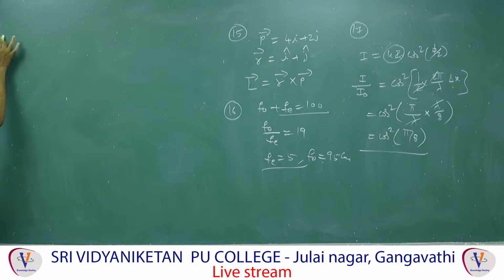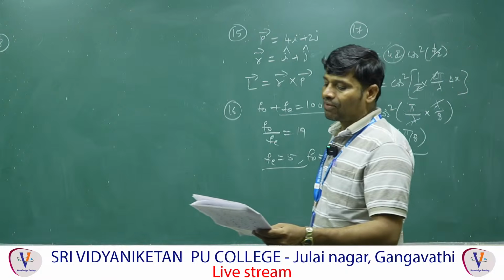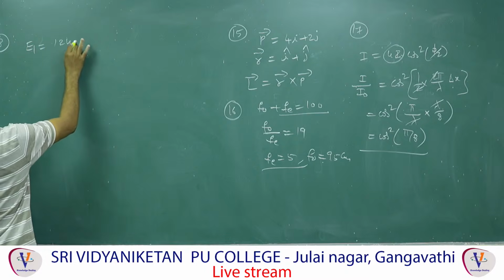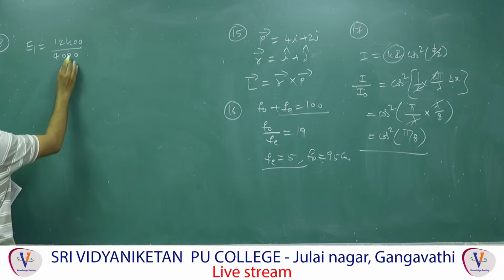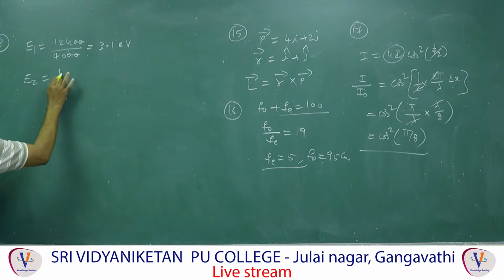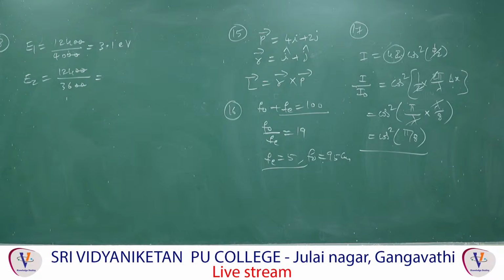Now problem number 18. The wavelengths of the photons incident on the metal surface are 4000 angstroms and 3600 angstroms respectively. What is the difference in the stopping potentials? The first one has incident energy, how much? Already we know 12,400 by 4,000 angstroms, cancel, 3.1 electron volt. The second one, again 12,400 by 3,600. How much is this value? 124 by 36. The exact value is 3.4.